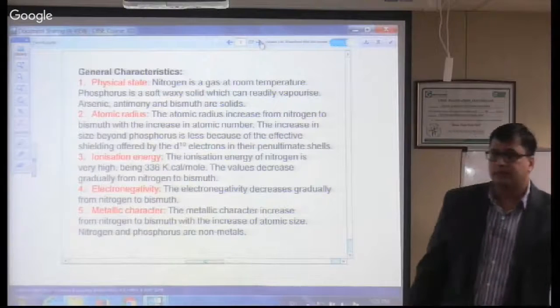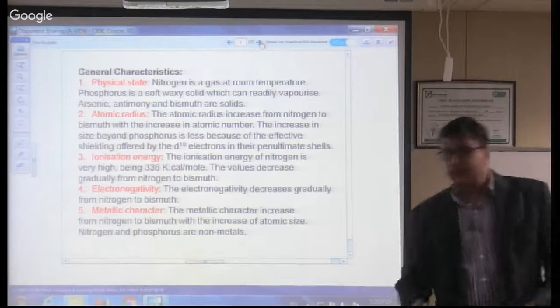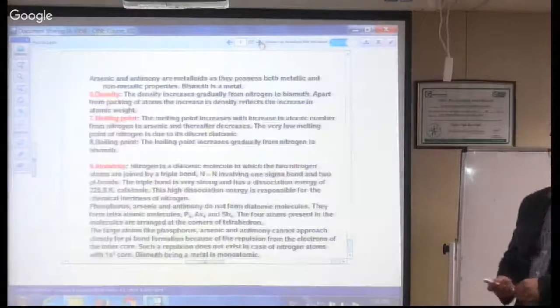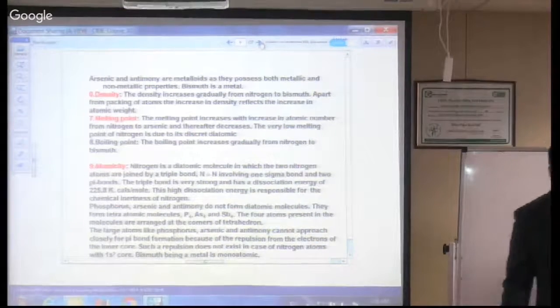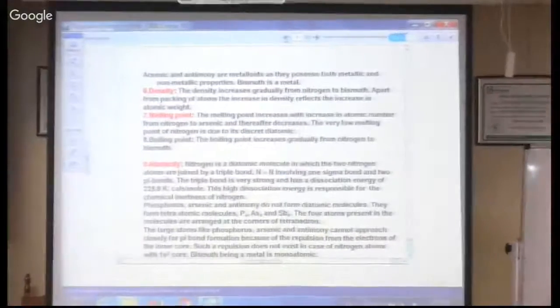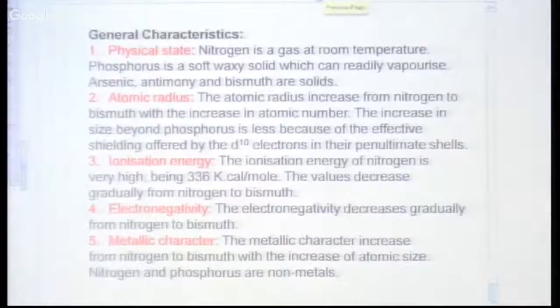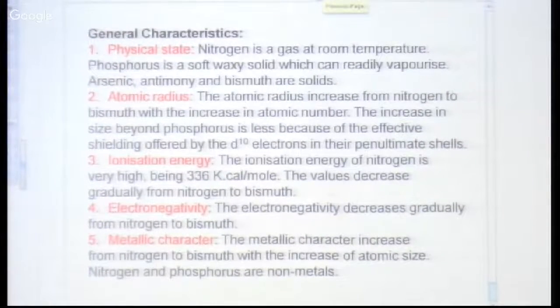Any doubt? Have you written? Just write physical state. Please don't change it. So in the physical state, we say nitrogen has no force of attraction, whereas phosphorus has a weak van der Waals force, and in the rest of the elements, there is a strong metallic bond.